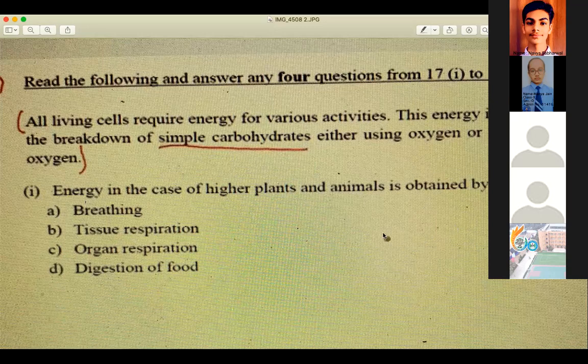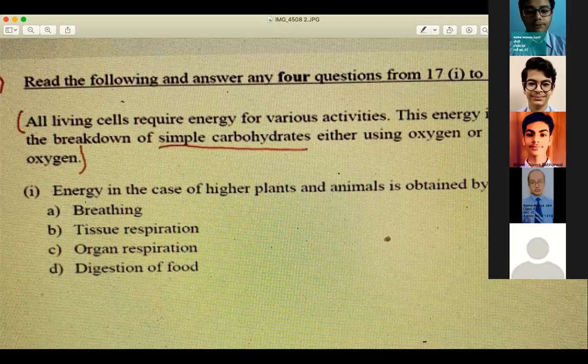Okay, let us see the options. Let us analyze and try to understand. Energy in the case of higher plants and animals is obtained. Now, which is the energy giving process in our body? Children, generally, respiration. In all living organisms, which is the energy giving process? Yes? Tell me, children.